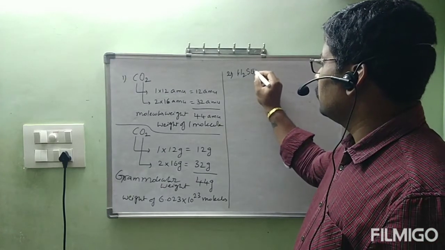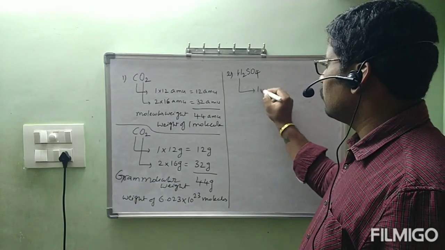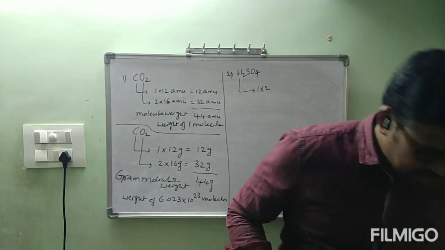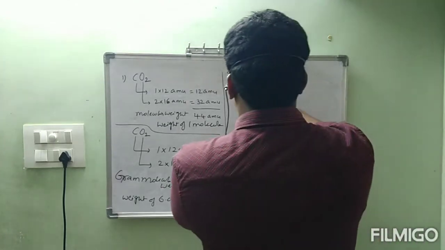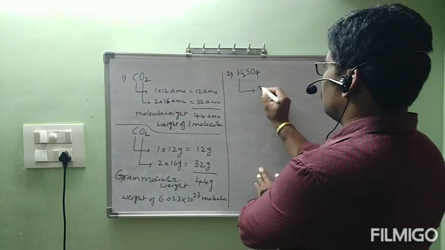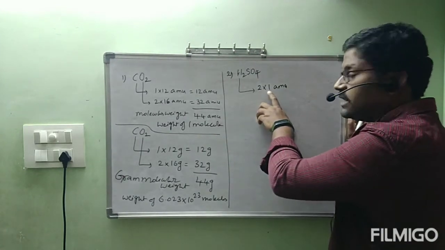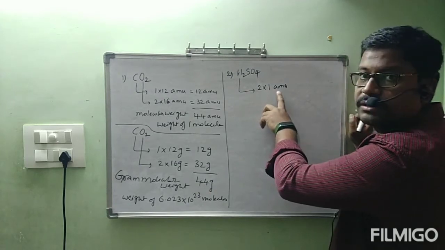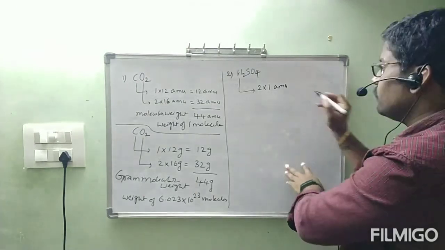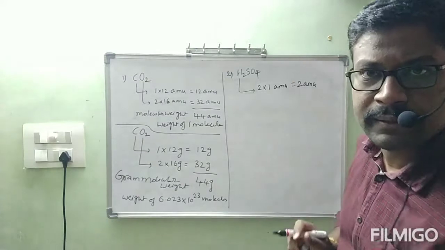H2SO4. How many hydrogens? 2. 2 into 1. What is this one here? The atomic weight of hydrogen. How many are there? 2 are there. 2 into 1 AMU, which is equal to 2 AMU.